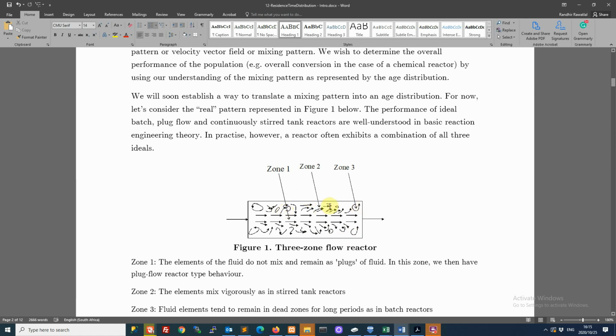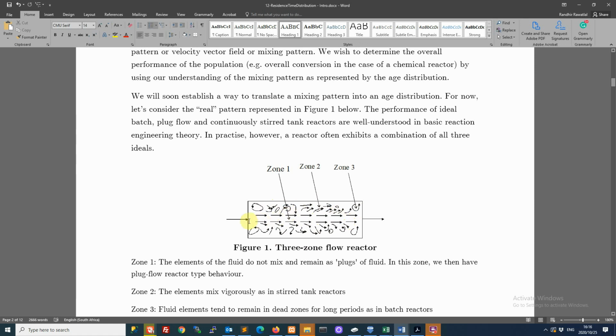And then you have regions out here which are better mixed. So you can imagine better mixing patterns near the wall here. So it might be that if you have a fluid with significant viscosity, that due to wall drag here and the tendency for a high flow near the middle, the difference in those velocities cause some kind of turbulence in this region. So we can imagine that there are something like 3 different types of zones here.